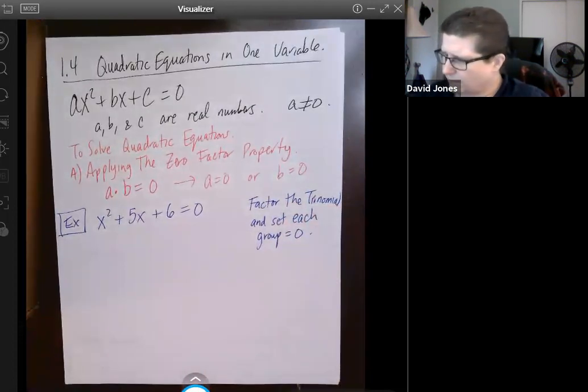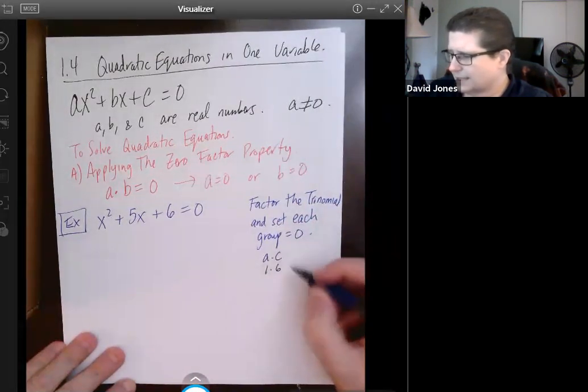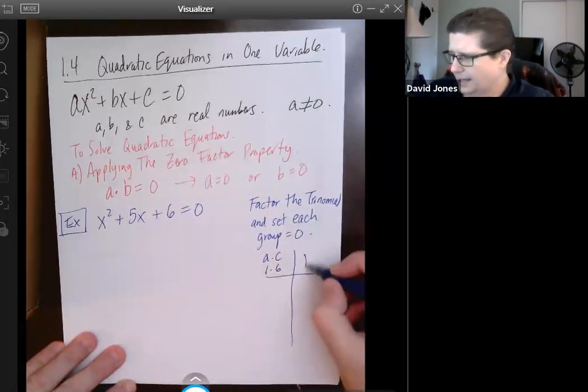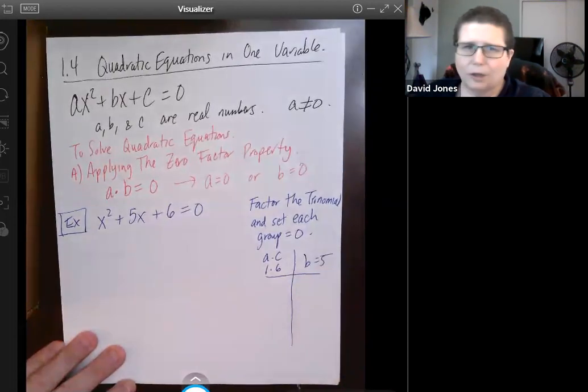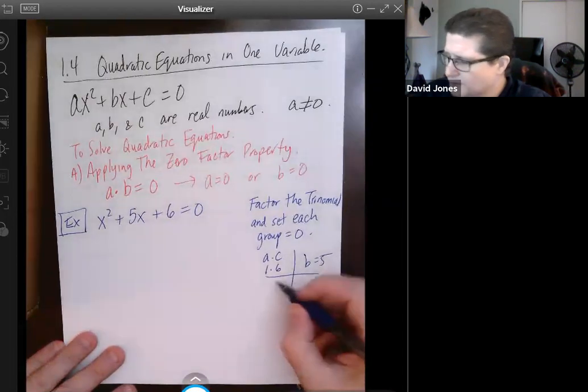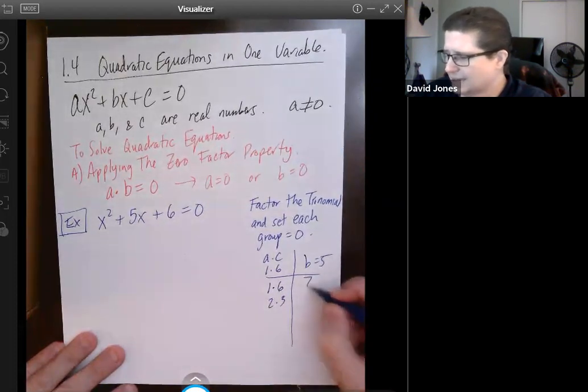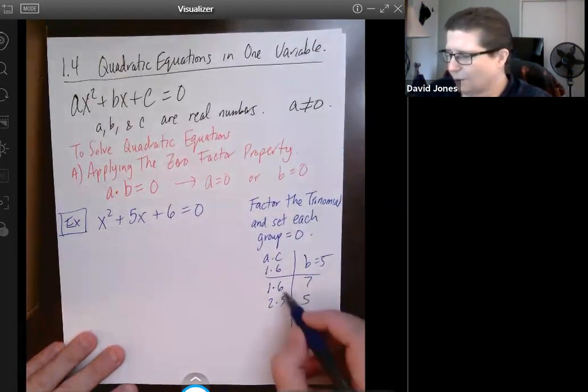So a times c is 1 times 6. B equals 5. I need numbers that multiply to 6 and add up to 5. There's only a couple options for factors of 6. We can do 1 and 6 or 2 and 3. That adds up to 7. That adds up to 5. We want that one.